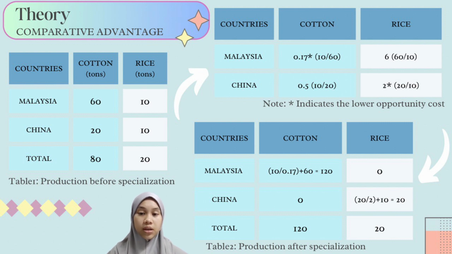According to comparative advantage theory, a country should specialize in goods or services in which it has a greater comparative advantage or lower opportunity costs than other countries. To determine which country, whether it is Malaysia or China, should specialize in cotton or rice, the opportunity cost of production must be calculated. So, how do we calculate the opportunity cost of production?